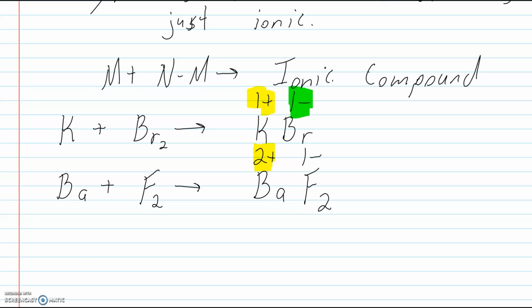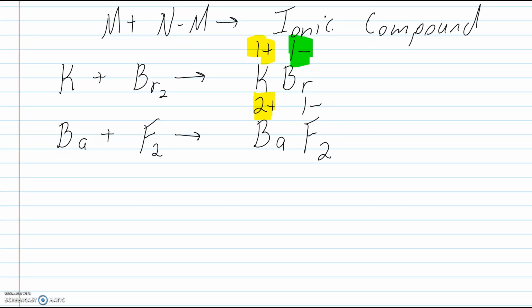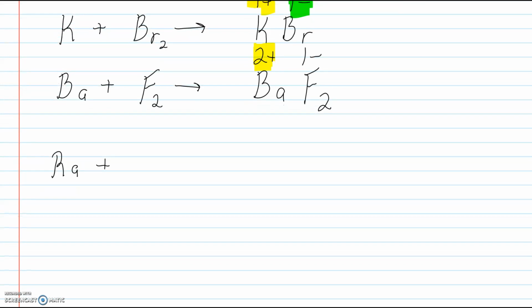Let's do another example with some other different charges. This time let's look at, oh, what do we want to go with? Let's go with Ra plus, we'll get creative and we'll go with P, with phosphorus. So we have radium and we have phosphorus. So we know we're going to combine them, radium and phosphorus.